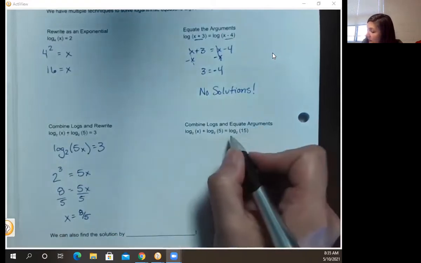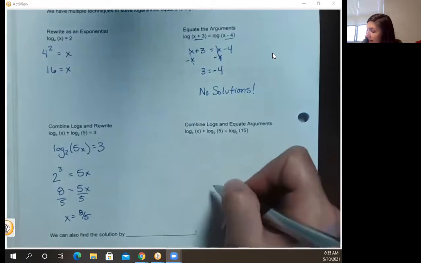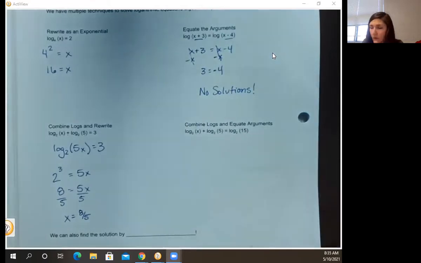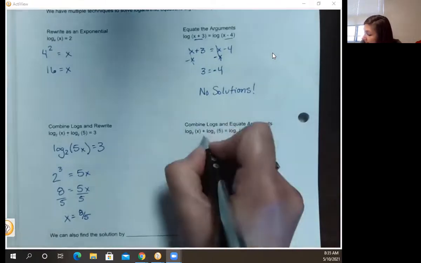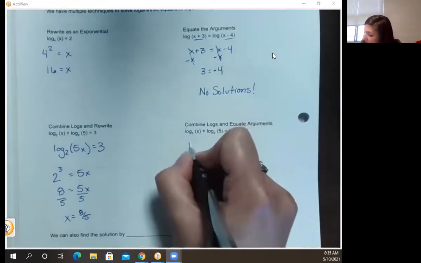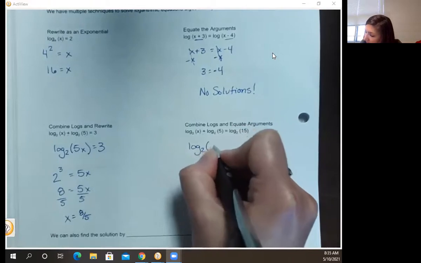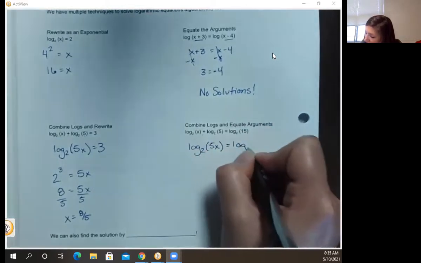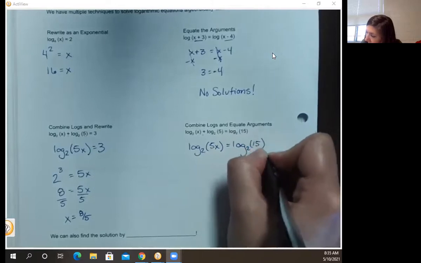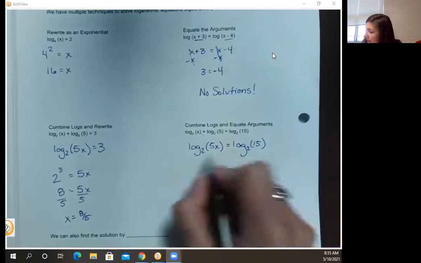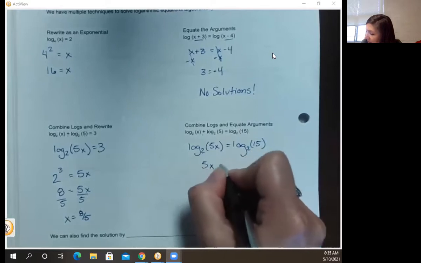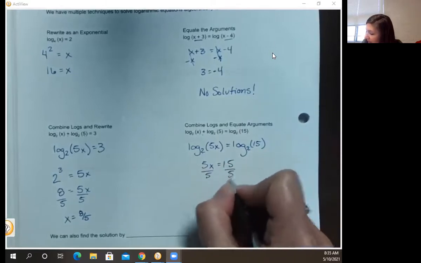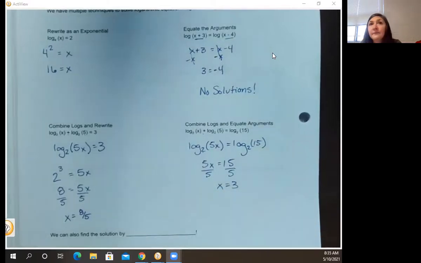And we can also, if I've got logs on both sides, condense wherever I've got multiple logs and then equate arguments. So here, again, since I'm adding logs over on the left, I can rewrite this as a single log base 2 of 5 times x equals log base 2 of 15. And now that I have logs with the same base on both sides, I can set the arguments equal. And so here I would get x to be 3.